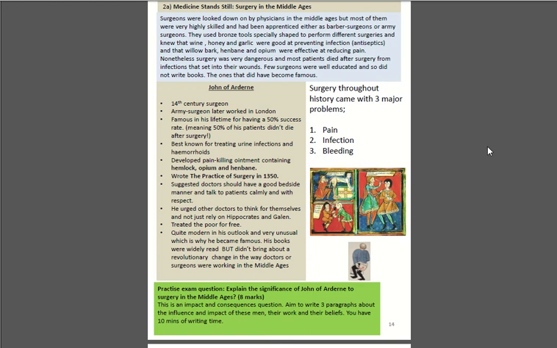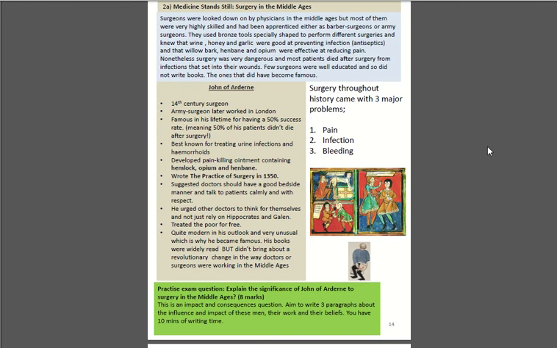The third problem, if you managed to survive the pain and the bleeding, and the most deadly at this point, was infection. As mentioned before, wounds would often get infected, which in the long term would cause death. They did try and use wine and honey and garlic, which had some slightly antiseptic properties. This meant that they killed germs, but they had nothing that was effective. And it was likely that if you had surgery in medieval times, you would probably die.